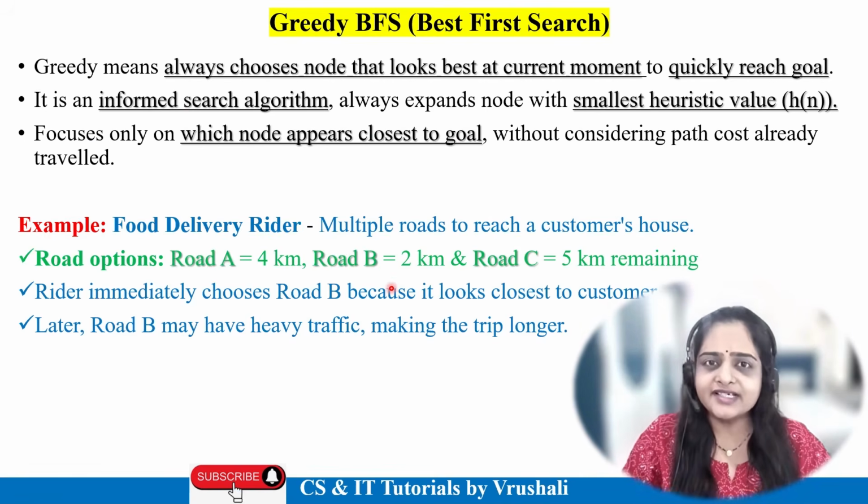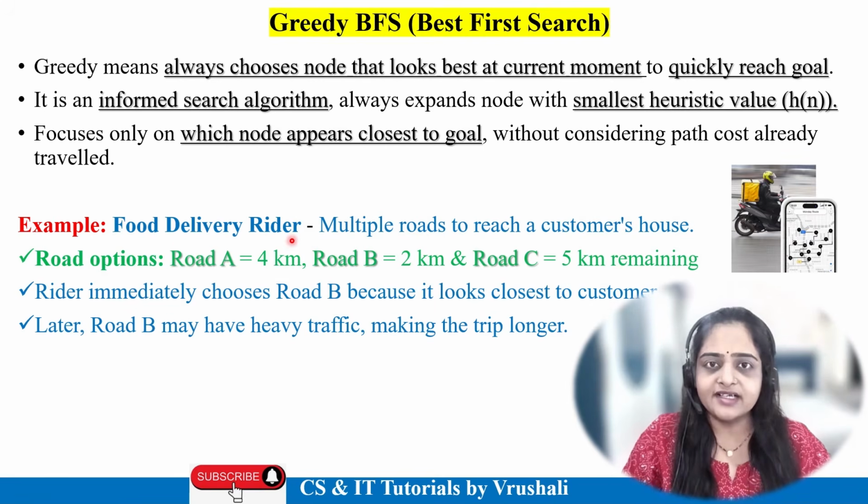Firstly, let's understand with a simple example. Suppose a food delivery rider, like on Zomato. There are multiple roads to reach the customer's house. Suppose there are three options: road A is 4 kilometers, road B is 2 kilometers and road C requires 5 kilometers to reach the customer's house. At that time the rider immediately chooses road B because it is fewer kilometers, less distance, and looks closest to the customer's house, right?